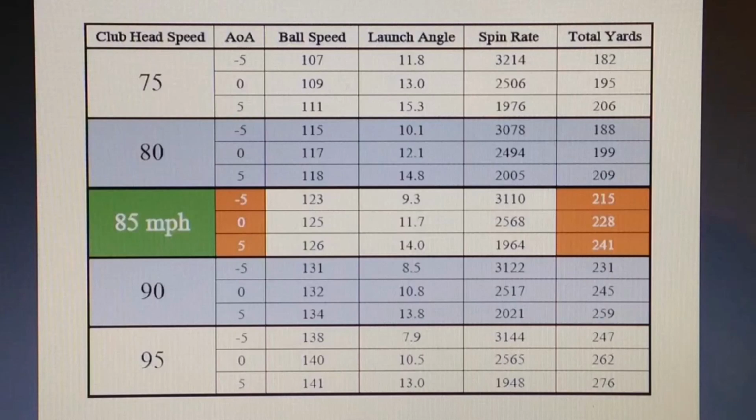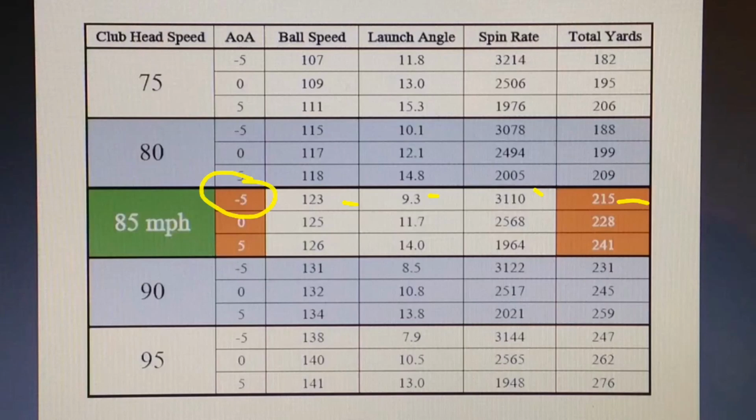So if you're hitting downward 5 degrees at 85 miles an hour, that means your ball speed will be 123. And your optimum launch angle, 9.3 with a spin rate of 3,100. And that's going to create a tee ball that goes about 215 yards. Now that's imperative for getting fit. You need to make sure that if you are an 85 mile an hour player hitting down, that you get that launch angle and spin rate so you can get the absolute most out of what you've got.